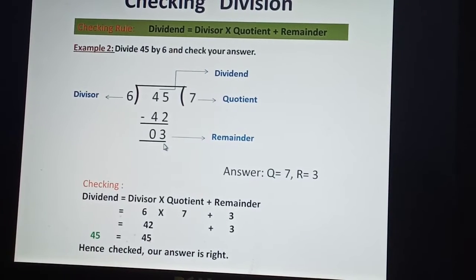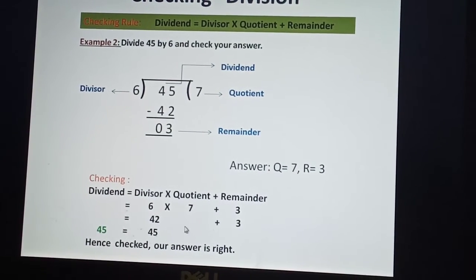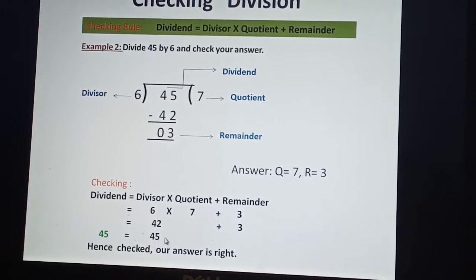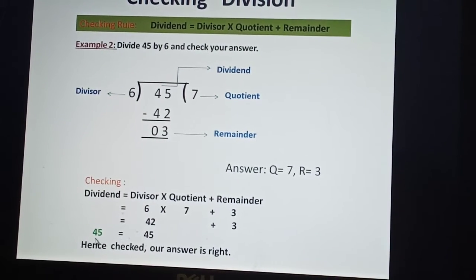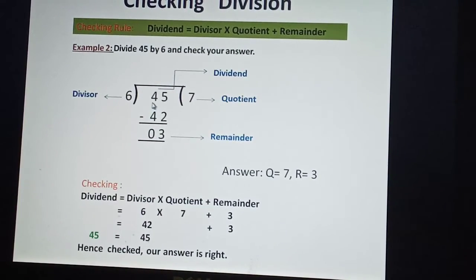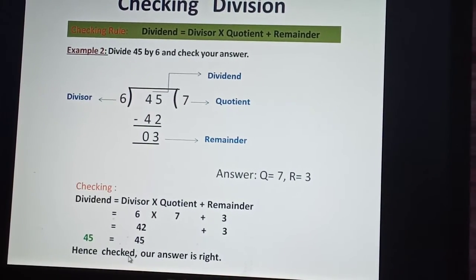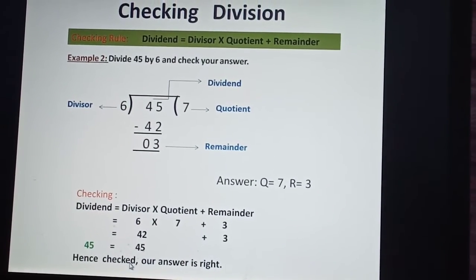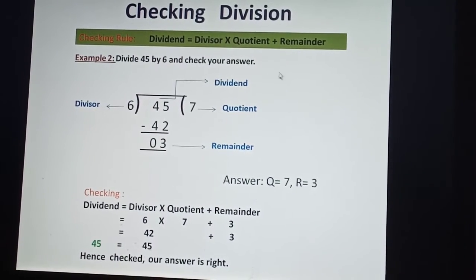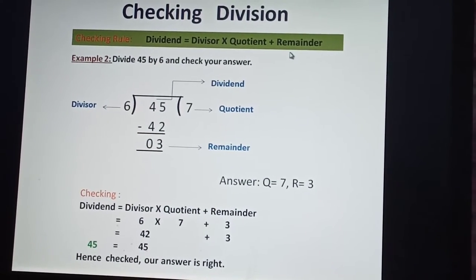The remainder was 3 in our case. So after adding 3 to 42 we will get 45, and see, this is the dividend that we started with. That means our answer is right, hence checked. So in this way you can check your division with the help of this division rule.